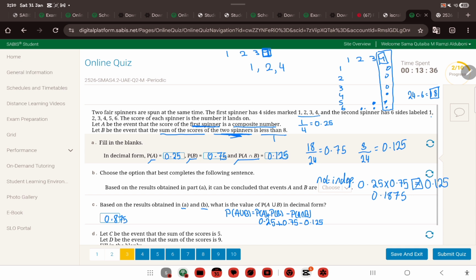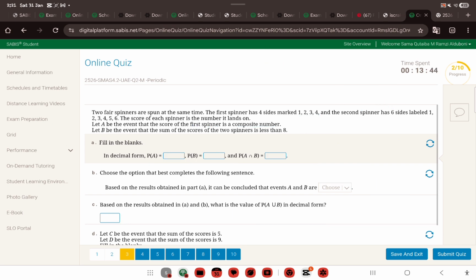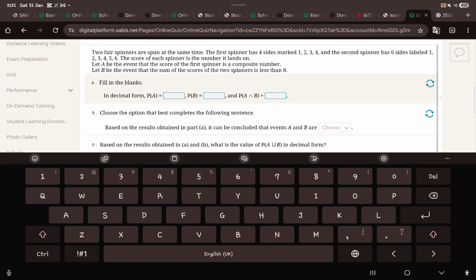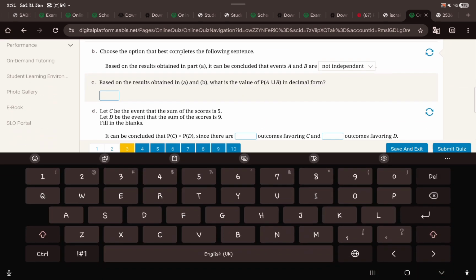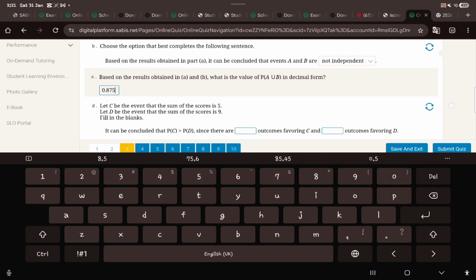So let's fill in the answers firstly, then we can go to the next part. So part A, the probability of A is 0.25, the probability of B is 0.75, the probability of the intersection is 0.125. We found that they are not independent, and 0.875 is the union.